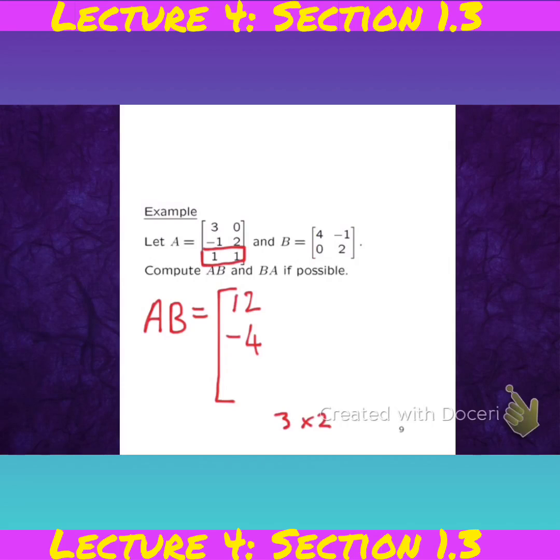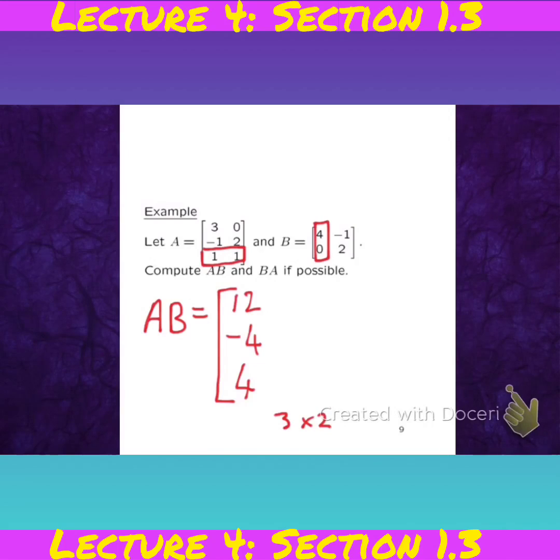It's going to be the third row of A multiplied by the first column of B, and that is going to be 1 times 4 plus 0 times 1, which is 4. Okay, so this is a 3 by 2 matrix. It's got 3 rows and it's got 2 columns. So moving on to the second column.